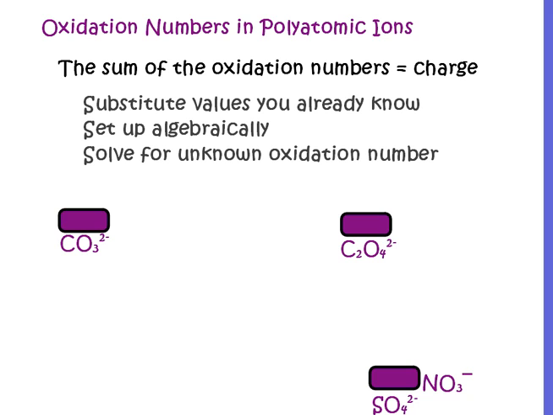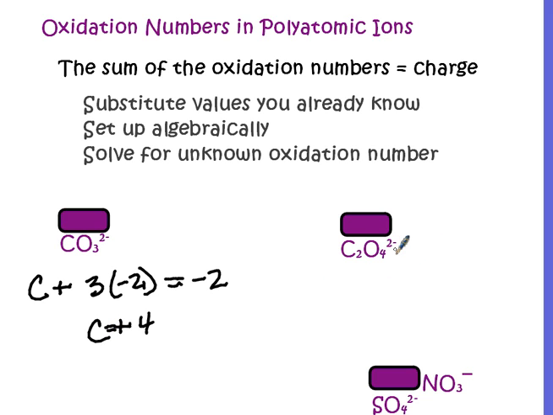Alrighty, finishing off these oxidation numbers, we're learning how to do them with polyatomic ions. Like I said, the only difference here is we're just going to set the thing equal to its charge. So I don't know what carbon is, but you have 3 oxygens. And we know that oxygens are -2. And the whole thing has to be equal to -2. -6, carbon has to be +4.